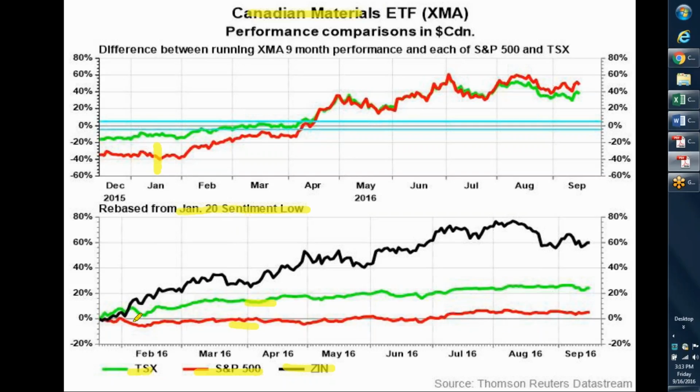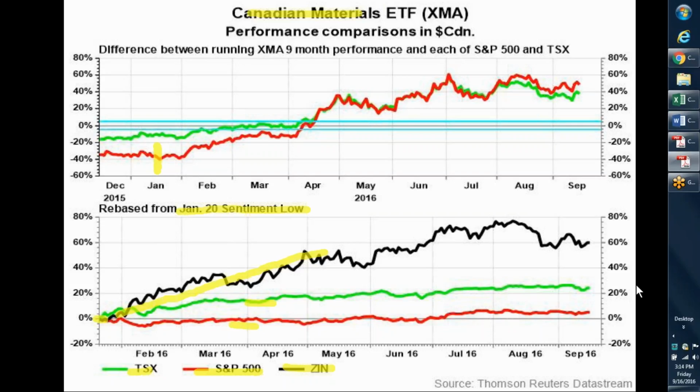So going forward from January 20th, starting at 0, what happened here was that the Materials ETF went up very much faster than the Canadian and US stock market. It was a real leader. Now, materials is gold mining, metals mining, chemicals, etc. And as you know, gold has been an incredible big winner, and so are the mining stocks.